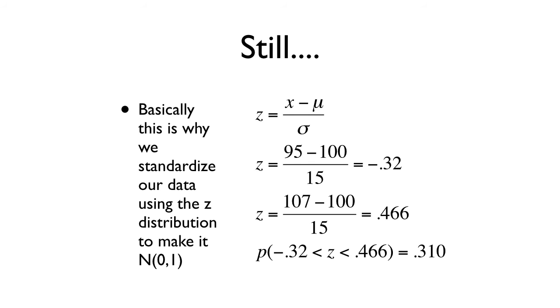So all you're doing is standardizing our data using the Z distribution and making it normal with a mean of 0 and a variance of 1. When we do that, we can then use the standard table, and lo and behold, some poor bugger's done the calculus for us. So we don't have to know how to do calculus. But there's always the calculus behind this stuff, which is what makes it cool.